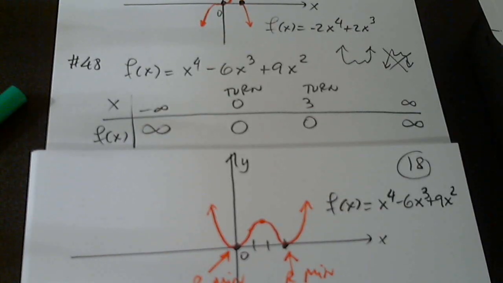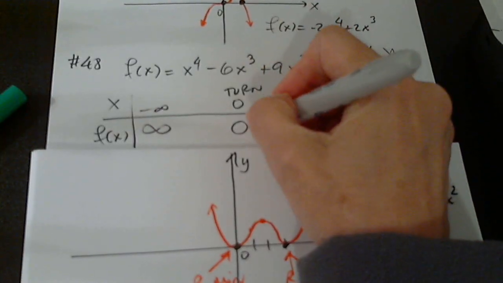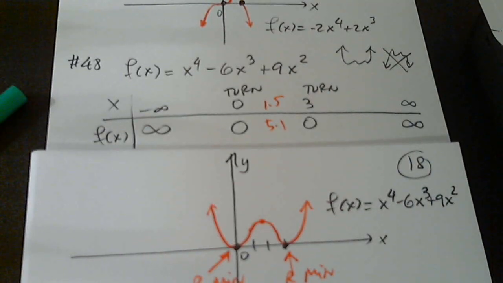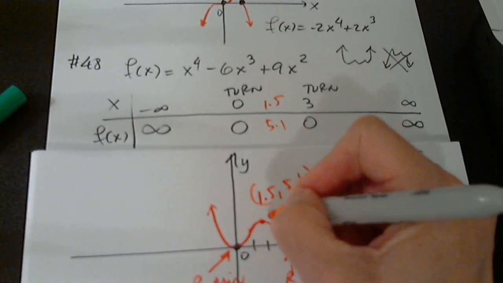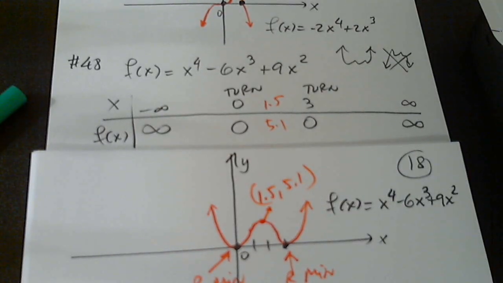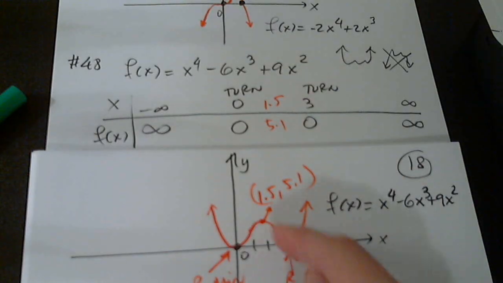I only need to determine this. So second calc, I want the maximum, which is number 4. I will help the calculator between 0 and 3. Yes, look for it. 1.5, 5.1. 1.5, 5.1 is the relative max. And it turns out that this is degree 4 and indeed has 3 turns. It cannot have more.